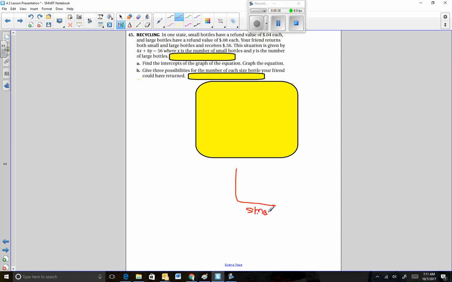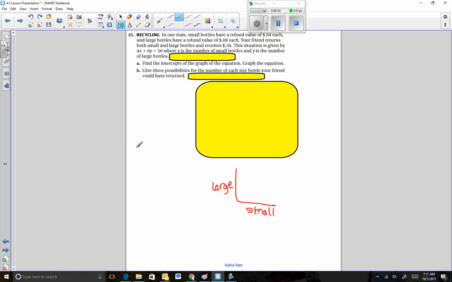Small bottles. And then the Y value has to be your large bottles. Okay? And make sure you get your X and Y intercepts. And then find 3 possibilities along the line that you could use for a combination of small bottles and large bottles. Pause your video and give it a try.